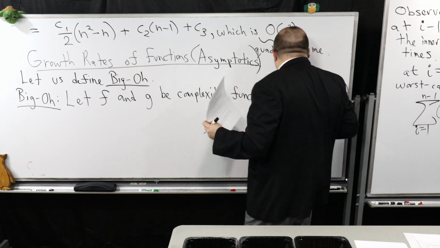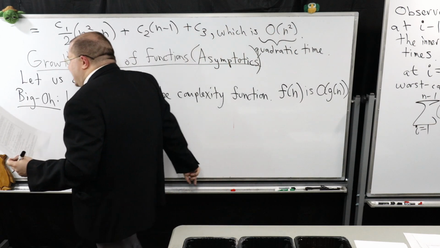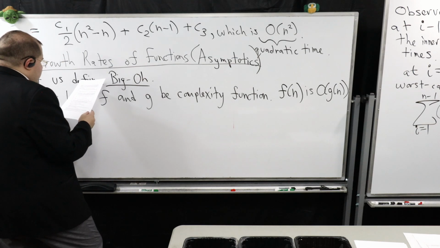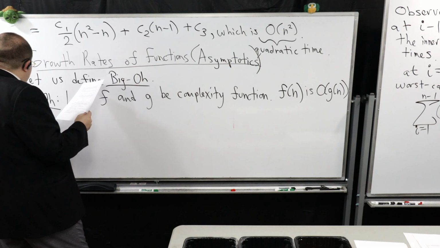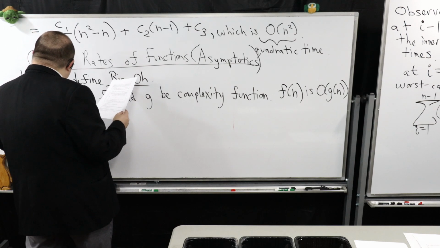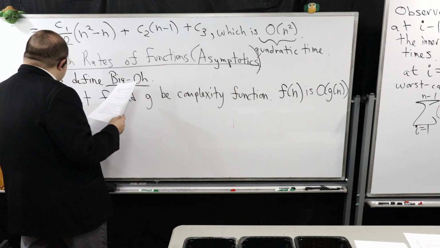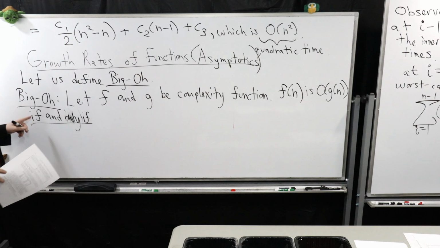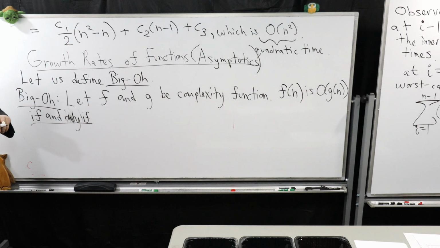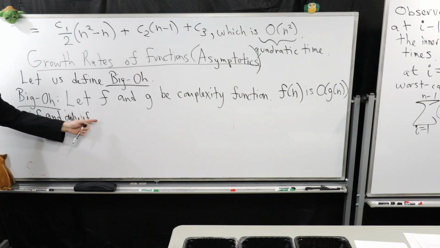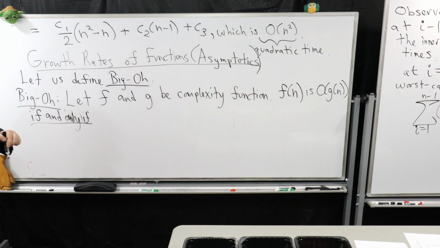Often when I see this, I'll say "is" or "is in." f is big O of g if and only if, and that means whatever follows after this line has to also be true. If anything over here is false, then f is not big O of g.